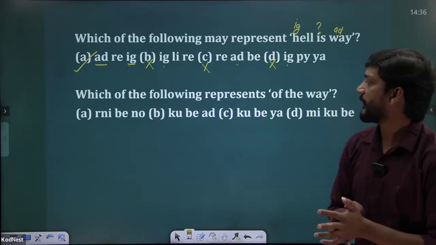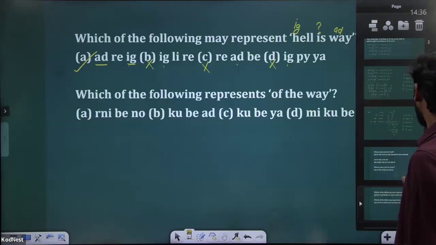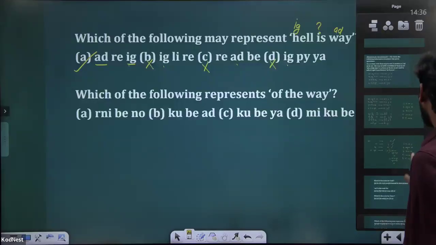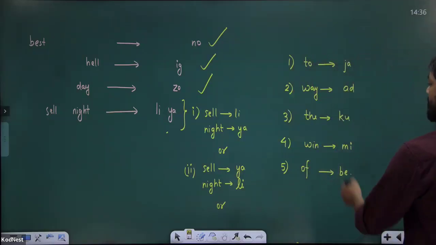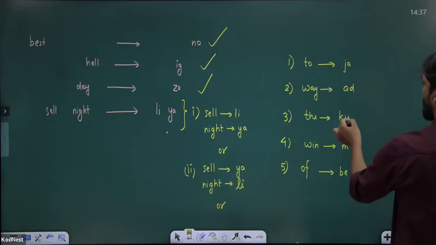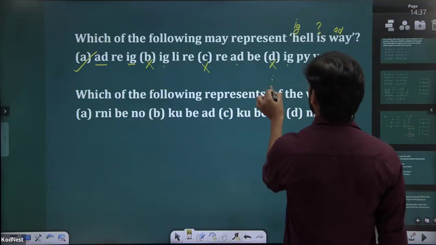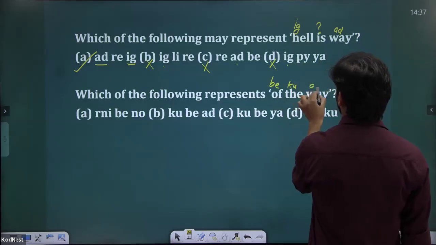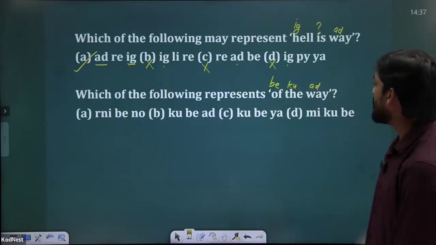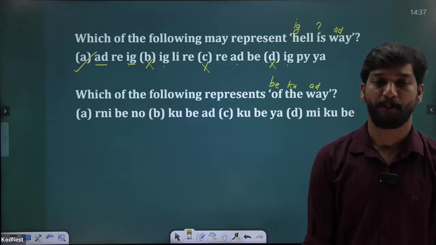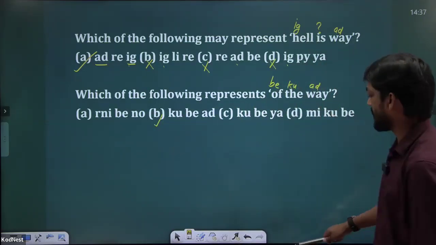Now next one. Which of the following represent of the way? Okay, of the way. The translation of of is BE, the is KU, way is AD. So these three words must be present in the translation. In which option do we have these three words? B option. So KU BE AD. Yes. So B option becomes correct.